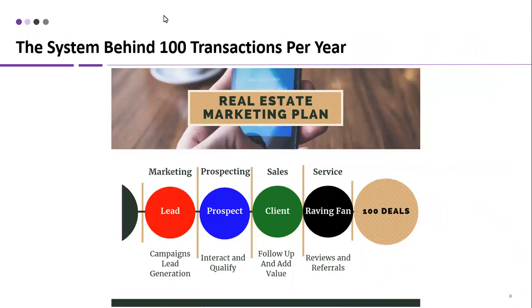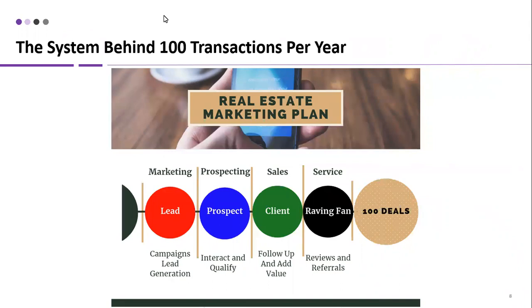And during prospecting, it's just about qualifying them. When are they ready to buy or sell? Are they qualified? Have they been pre-qualified, or whatever that situation looks like? It's just qualifying the lead to turn them into a prospect. Once that happens, then it's the sales part. That's where you would either be listing the home, showing them homes, getting under contract, doing all that stuff. So again, the process is just following up, adding value, being that trusted advisor so that they know, like, and trust you, and that's the way that they want to do business with you.